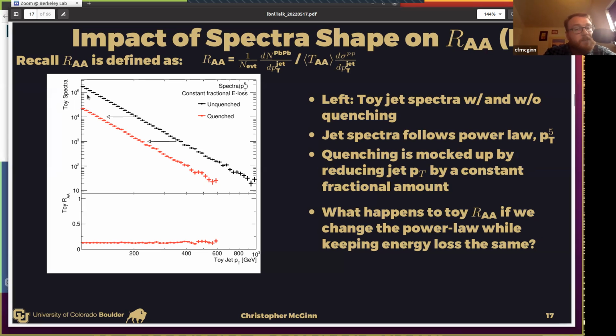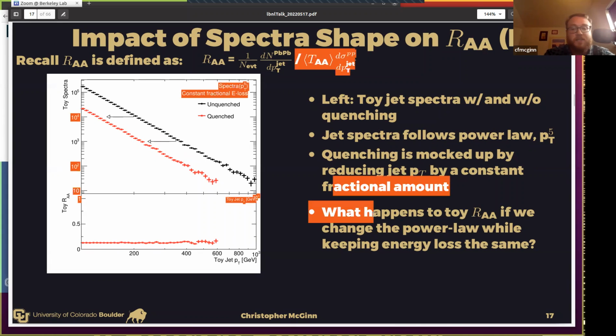So this is a toy spectra that I've generated to illustrate a property of the RAA. I've generated something that goes like pT to the 5th. It's just using TRandom3. It's not actually modeling any properties of jet physics besides a rough spectral shape. And then I've also mocked up a fake jet quenching where we just reduce the jet pT by a constant fractional amount. I think I chose something like 0.6. That's a pretty unrealistic choice. Again, it's just a toy model to illustrate something.